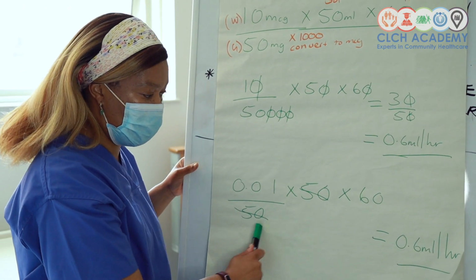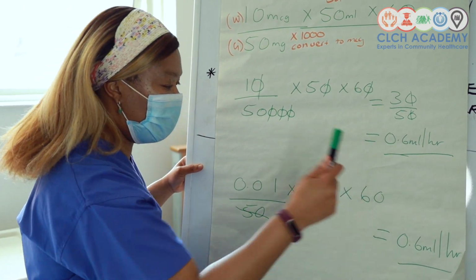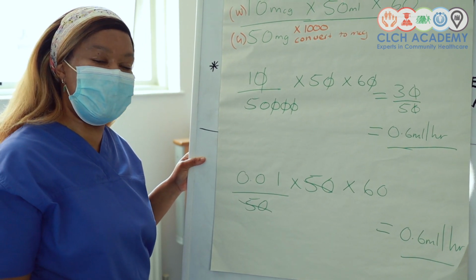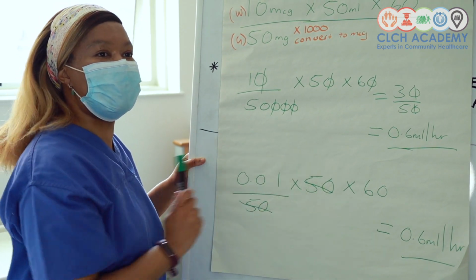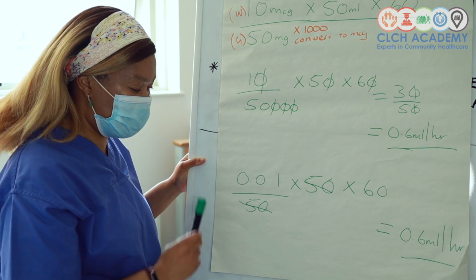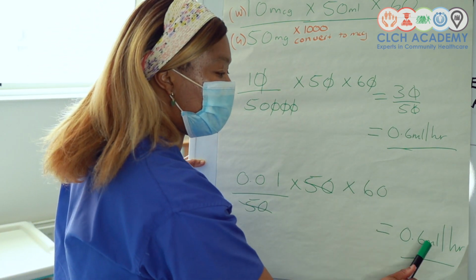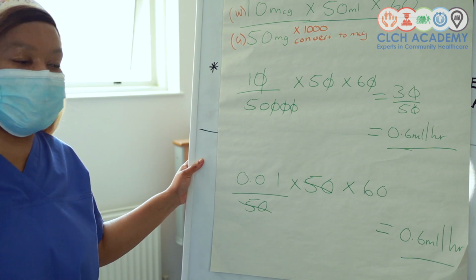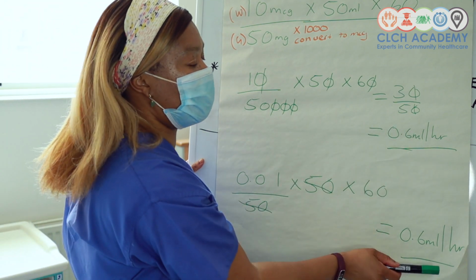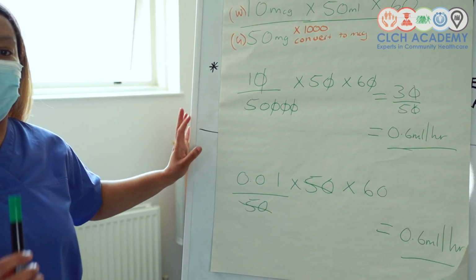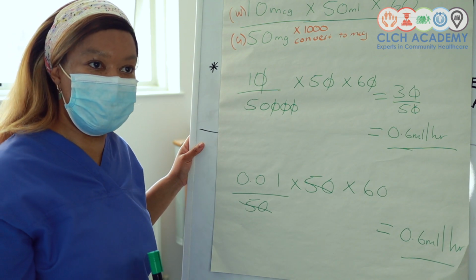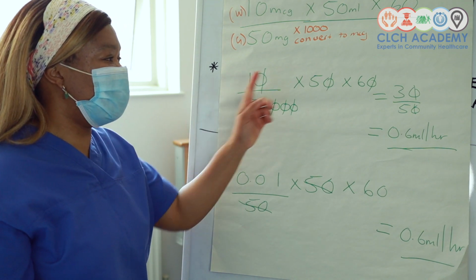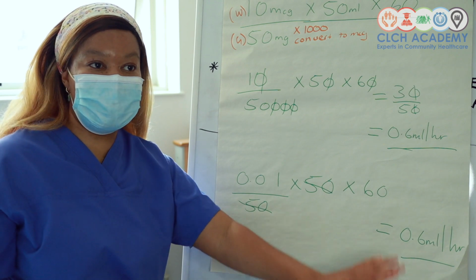divided by 50 milligrams times 50 mils times 60. If you recognize patterns early on, you know that those two 50s cross each other out. So it's essentially 0.01 times 60, giving us 0.6 mils per hour. Exactly the same answer. So it doesn't matter which one you favor to convert to, as long as you do it correctly, you should still end up with the same answer or in the same place.